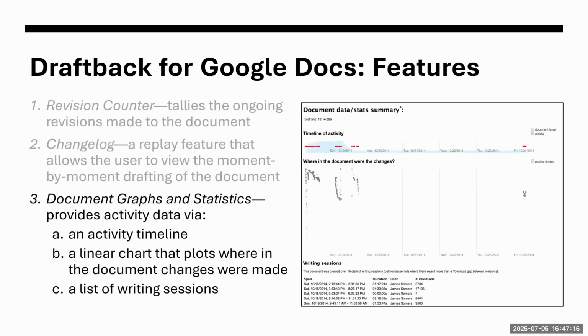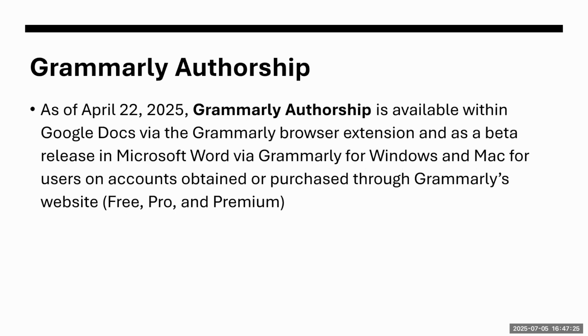So that's DraftBack. If you haven't tried it, please feel free. It's part of the Google Chrome extension available. Grammarly Authorship seems to have taken many clues from that freely available DraftBack software and is trying to incorporate them in their Grammarly suite, where they're trying to get more money from individuals and institutions to adopt the Grammarly package.